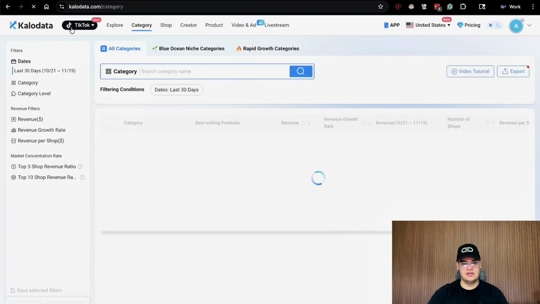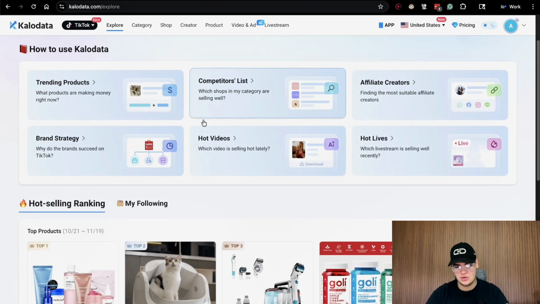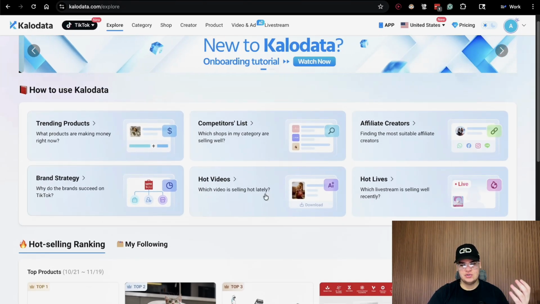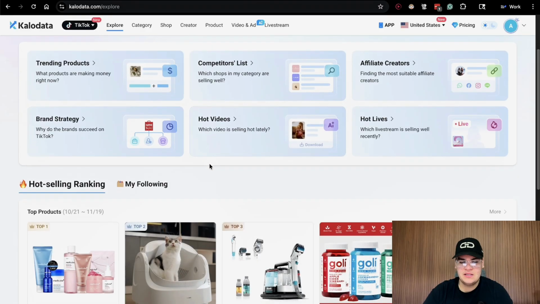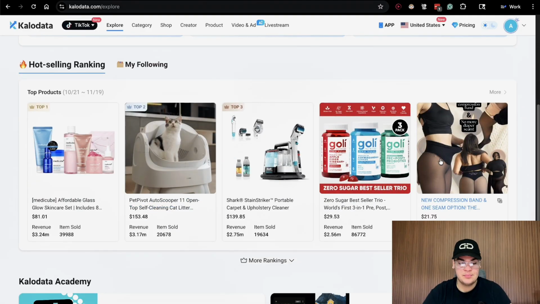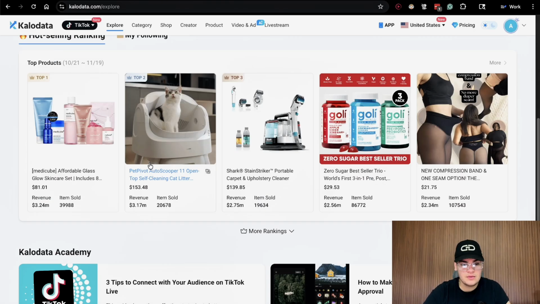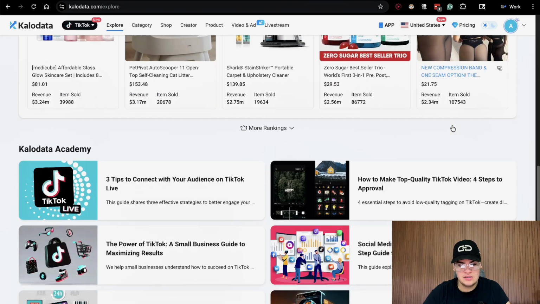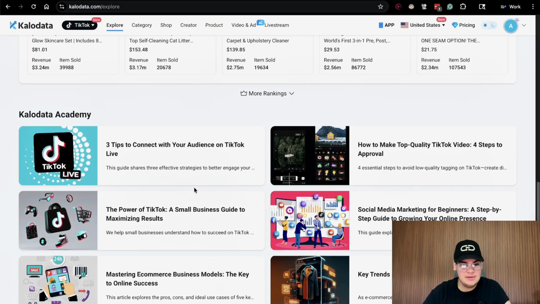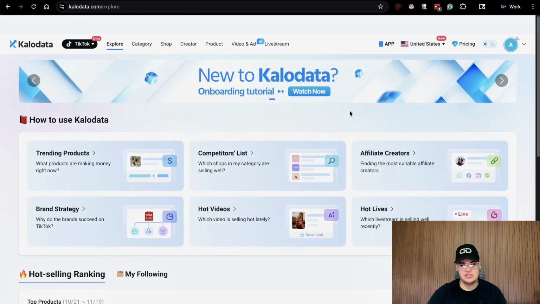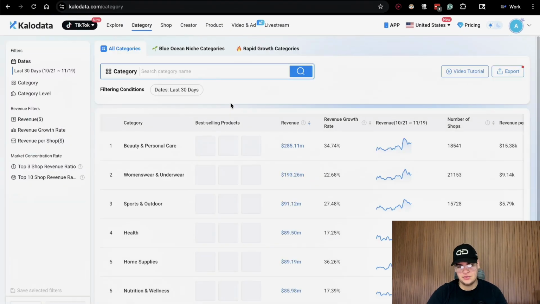Let's go over here first actually to the Explorer. So here's basically a recommended page. It shows you a few ways to use KaloData and explains it. Here you can see hot selling products and my following, so you can add products to your following. You could add creator shops, videos, and scripts. And these are just the top selling products. KaloData Academy right here is basically a course that you can use. It's pretty good. I haven't really gone through it too much, but I'm sure there's good info in there all the way through.